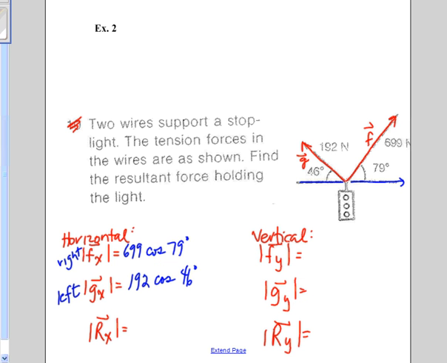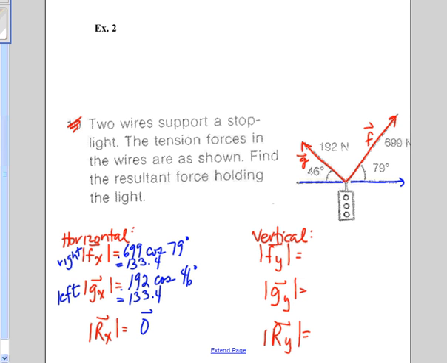My horizontal component for F is 133.4 approximately. 192 times cos 46 is also 133.4. So when we have the right subtract the left, neither is stronger. We have a 0 horizontal component. That makes sense. That light is not being pulled to the left or to the right. It has an equal force in either direction.